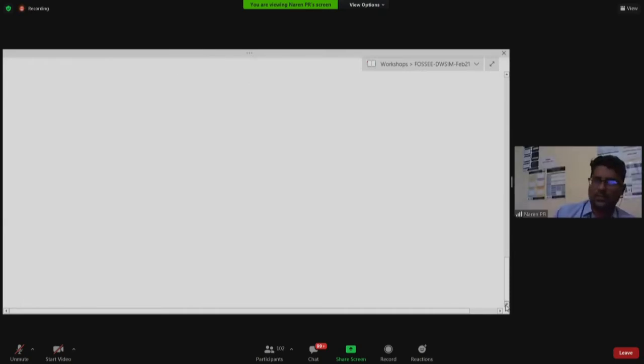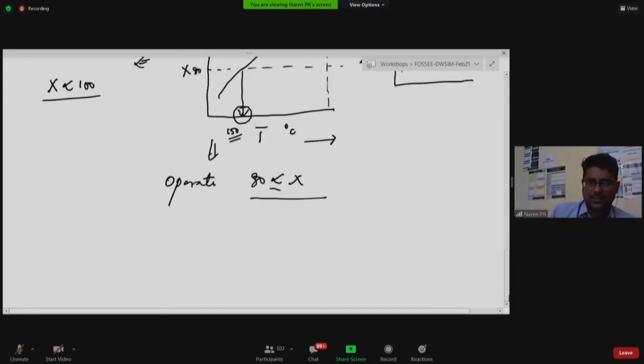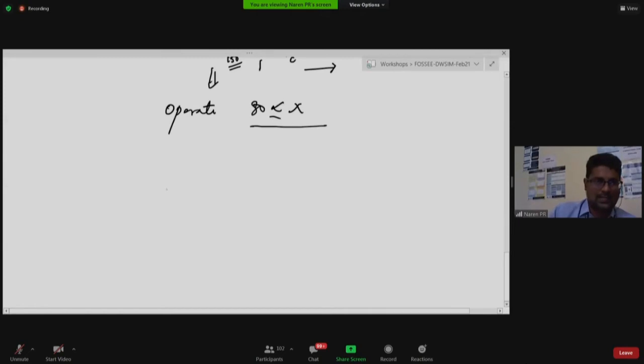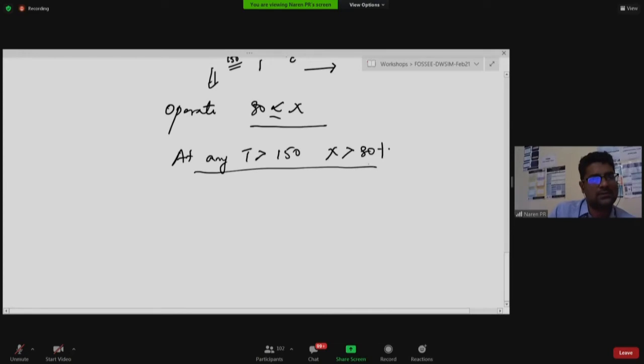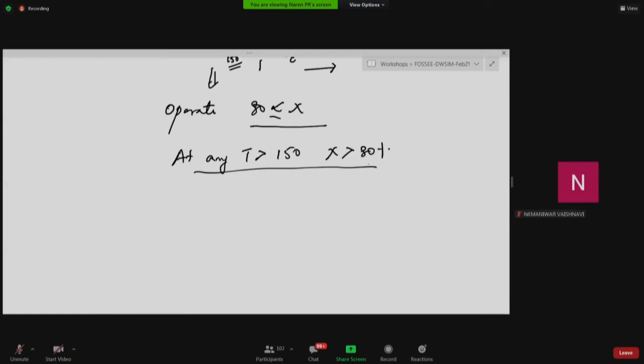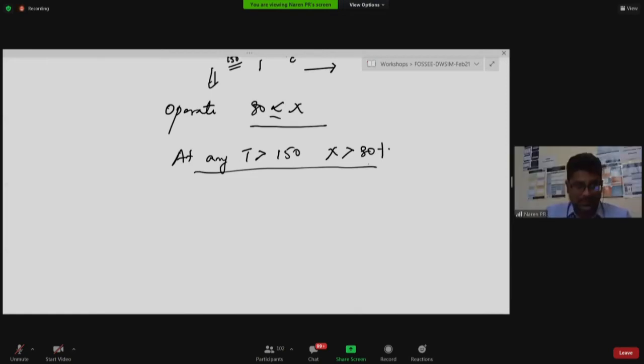So if I put it like this, it means that at any temperature which is greater than 150, your conversion is going to be greater than 80%. Do you agree? Suppose these numbers are true. Yes, sir. So now are you happy that you are finding the information?